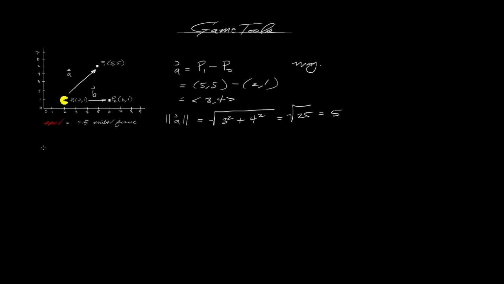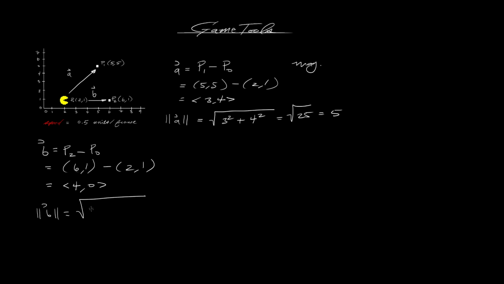So we have B, I'll write it over here, which is (6, 1) minus (2, 1), which gives us a vector of (4, 0). Then, to find again the distance that this vector represents, the magnitude of B is going to be the square root of the x component squared, so 4 squared, plus the y component squared, which equals the square root of 16, or 4.